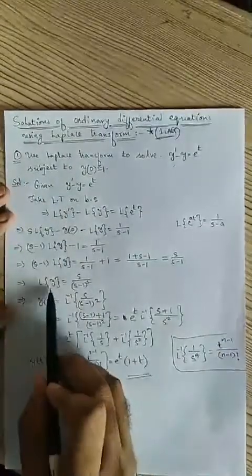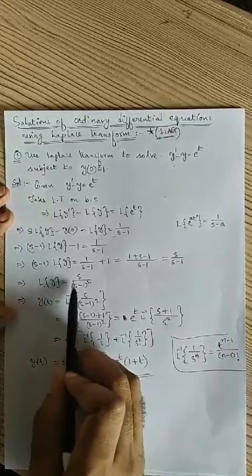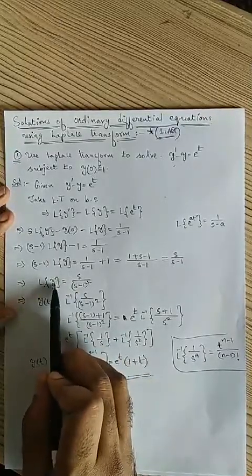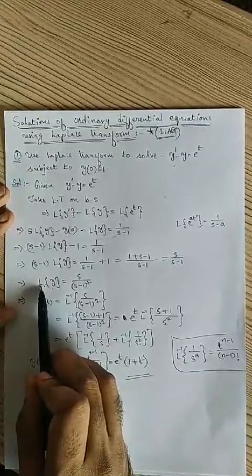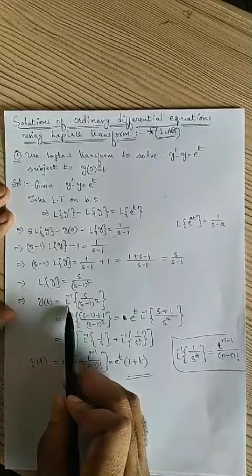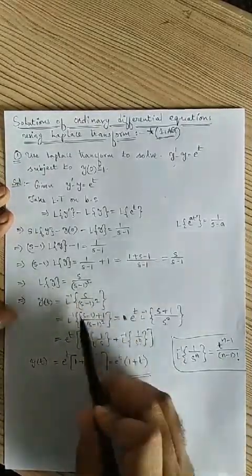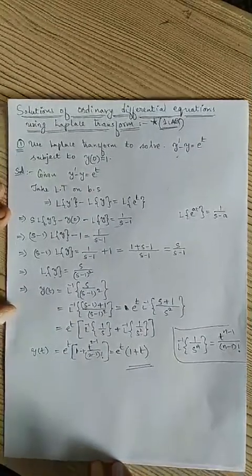Then ultimately we will get Laplace transform of y, and in the right hand side all s functions will be there. Then we need y, so we have to take this Laplace transform to the right side. When we take this Laplace transform to the right side, it will become Laplace inverse. Then we have to evaluate the Laplace inverse transform by using the formula that we have discussed. So this was the first problem.